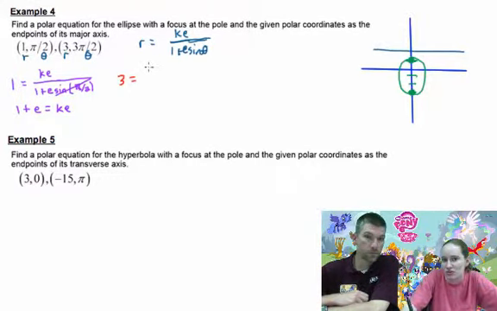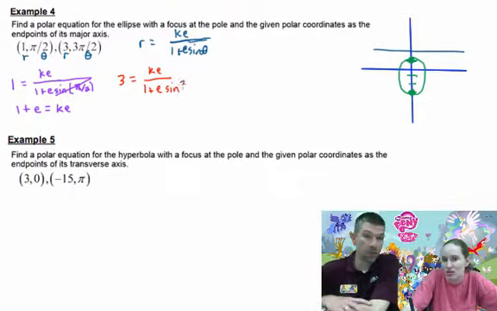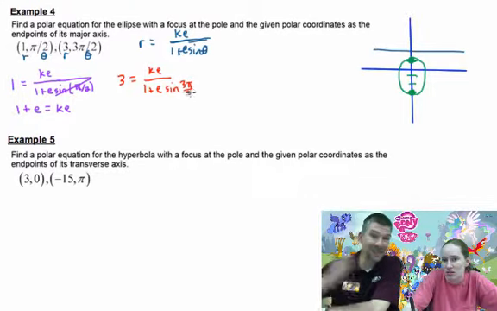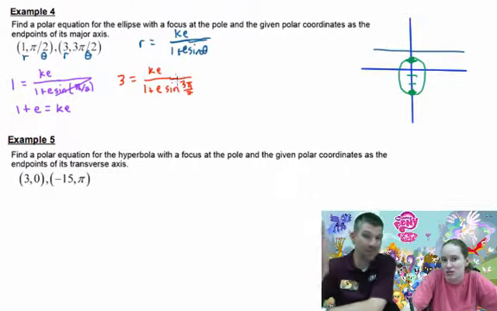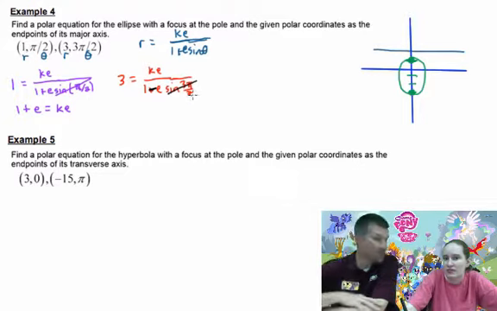Now let's work with the second point. 3 equals KE over 1 plus E sine. Now, remember, Mrs. Stevenson's working in polar coordinates here, so we're saying that this R equation has to equal these points, and we're saying that because we graphed it to get an idea of where it's located, where the directrix is, and all of that kind of stuff. So we're actually using points we know for a fact given to us in the problem, which sometimes can be hard to remember.